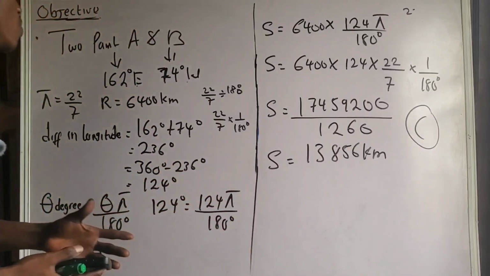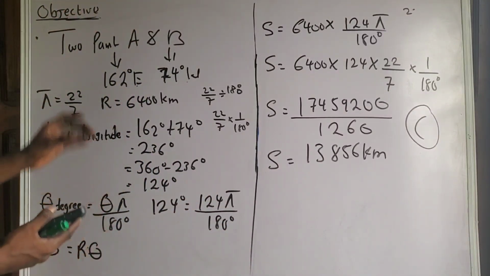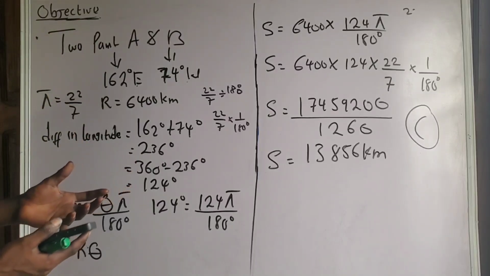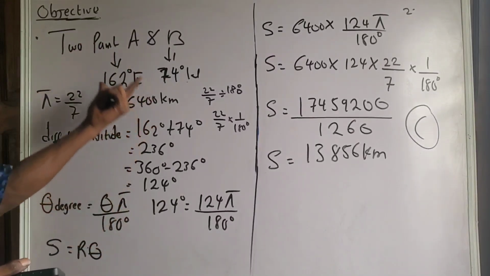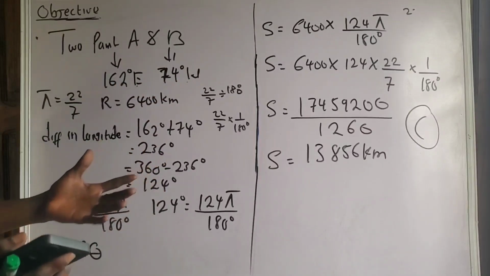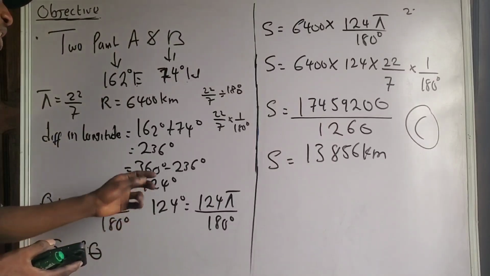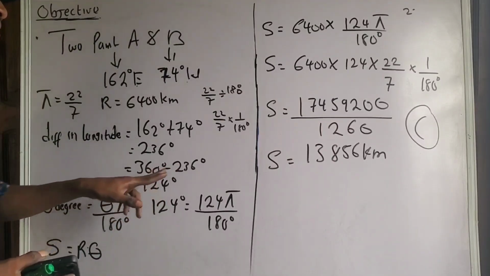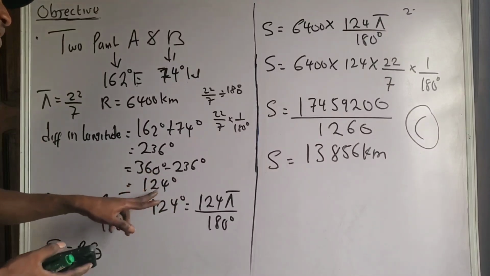Now, listen to me carefully. The question is simple. The first step is to take the difference in longitude, and because they are in different directions, we add the angles together. So I have 162 plus 74 degrees, which is 236 degrees. Because we are looking for the shortest distance, the angle is supposed to be less than 180 degrees, so I subtract 236 degrees from 360 degrees. So I have 124 degrees.